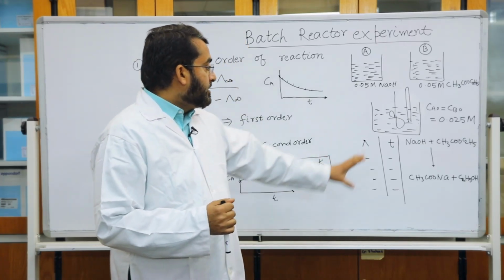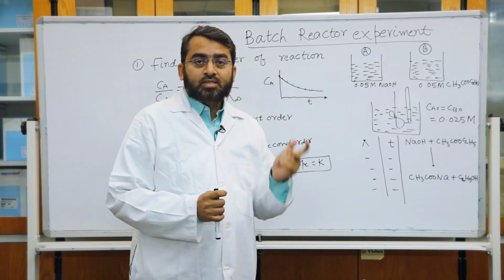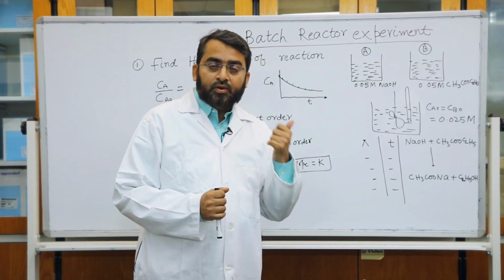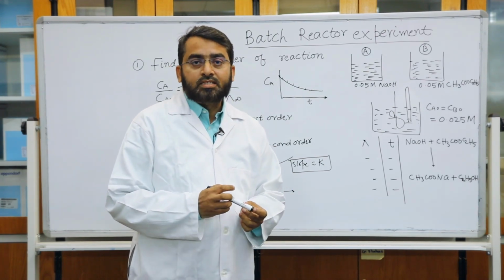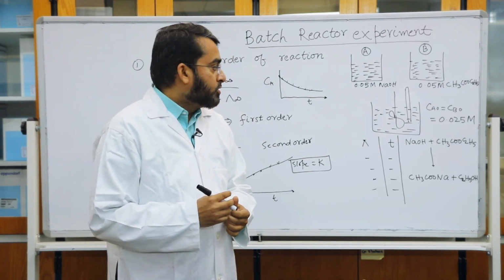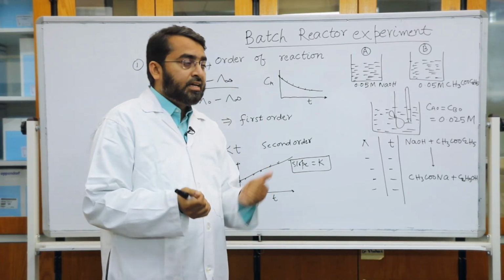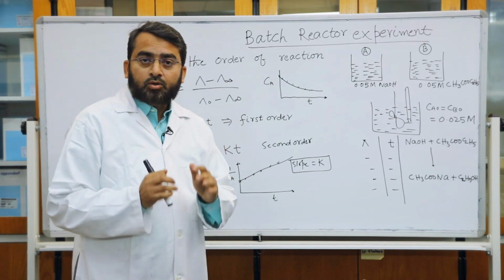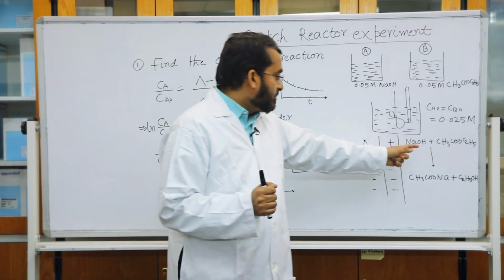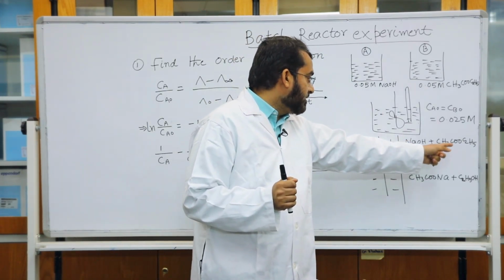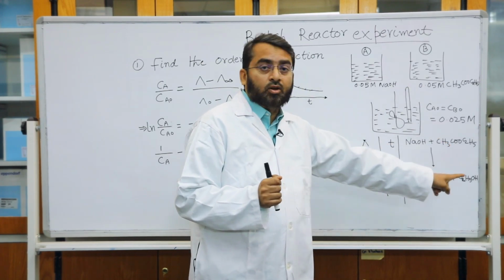Okay, this is the batch reactor experiment. You know that a batch reactor is used mainly for finding the kinetics of a reaction, or it is also used for small scale industrial production. So as I said, it is mainly used for finding the kinetics. Here also our aim is to find the order of a reaction, and the reaction is sodium hydroxide reacting with ethyl acetate to give you sodium acetate and ethanol.